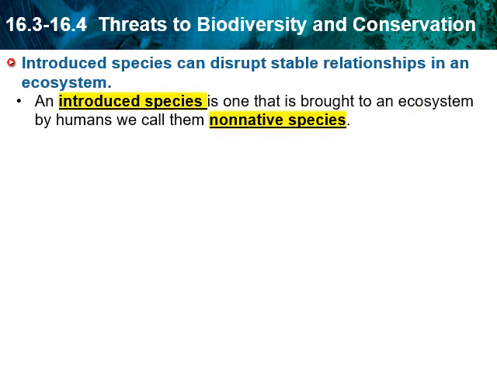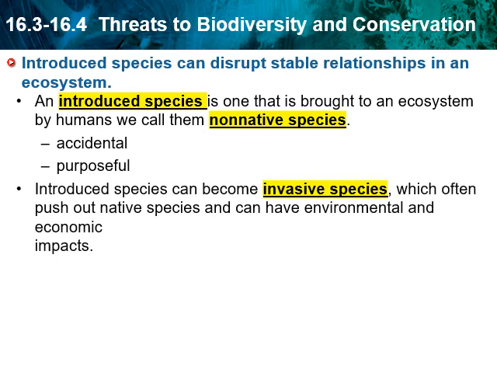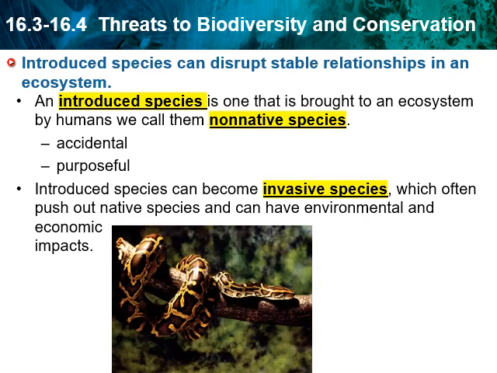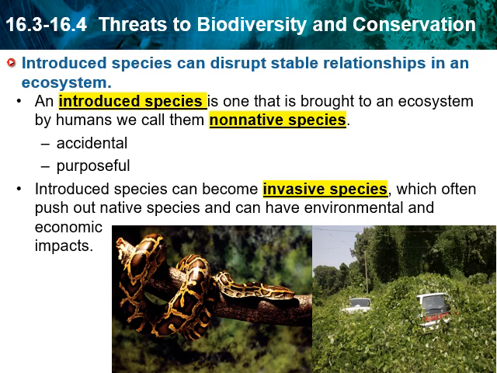Introduced species can also disrupt stable relationships in the ecosystem. An introduced species is one that's brought into the ecosystem by humans. We call them non-native species because they're non-native to those areas. Sometimes it's accidental where they've been pets and then accidentally got loose. Sometimes it's on purpose because people have animals that get too big and they eat too much and they decide, hey, I'm just going to let those go. So introduced species can become invasive species, which push out our native species and can have environmental and economic impacts.